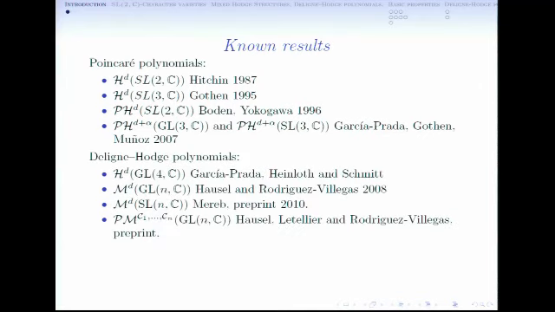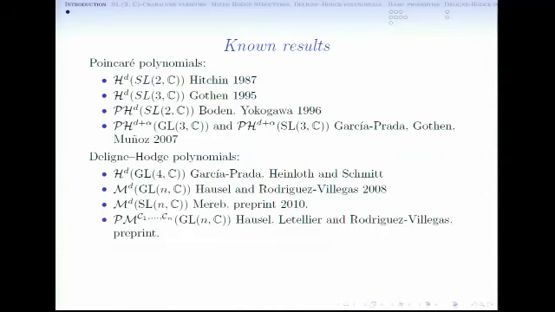What about then the Deligne-Hodge polynomials? Recently a paper was uploaded to the archive by García-Prada, Heinloth, and Schmitt, where they extend the method given by Hitchin and Gothen to the rank 4 case using motives of the moduli space. Well, they compute the motive of the moduli space of Higgs bundles of rank 4.